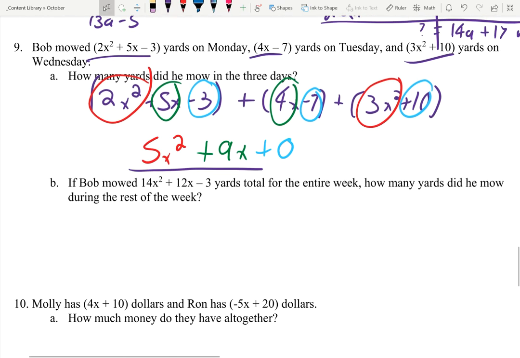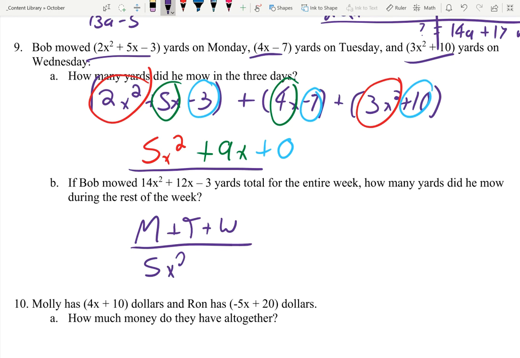All right. Now, if Bob mowed 14x squared plus 12x minus 3 yards total for the entire week, how many yards did he mow during the rest of the week? So what we did on A is we found Monday, Tuesday, Wednesday, right? We added up Monday plus Tuesday plus Wednesday, so we know that those add up to 5x squared plus 9x, right? But if he keeps mowing for Thursday, Friday, and I'm guessing Saturday and Sunday, just whatever the rest of the week is, assuming he works on Saturday and Sunday, right?